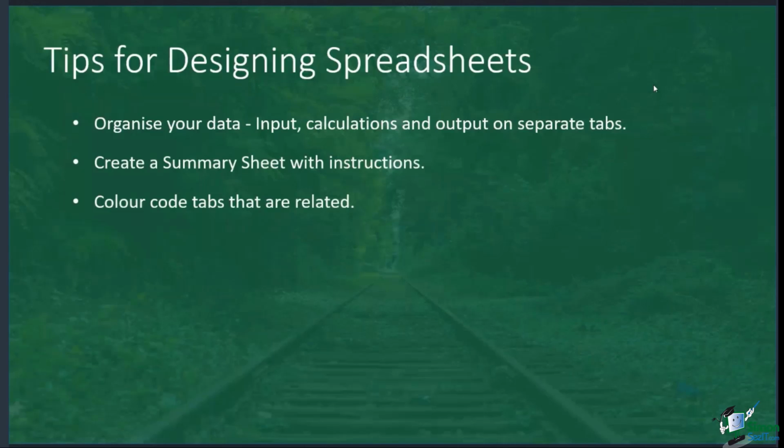Color code tabs that are related. This is a really simple thing, making sure that if you have lots of tabs in your workbook and some of those tabs are related, that you color them all the same color. So there is a visual representation there of, okay, these worksheets are kind of the same type. They belong to the same subject matter.